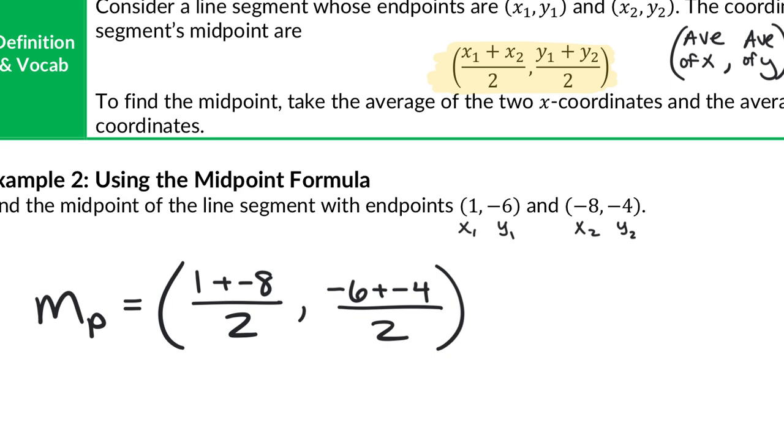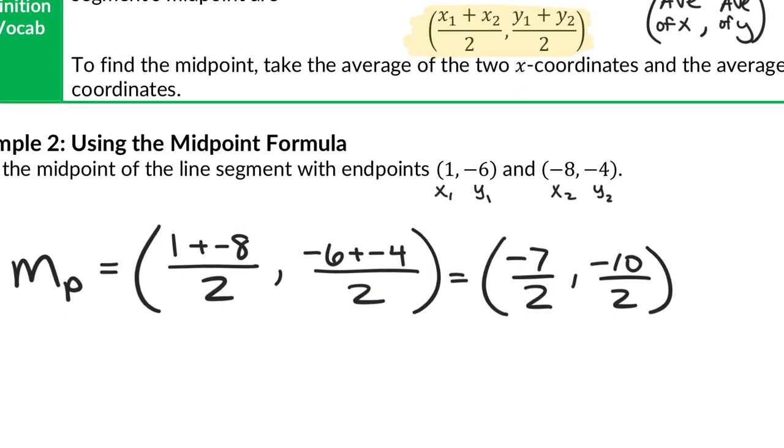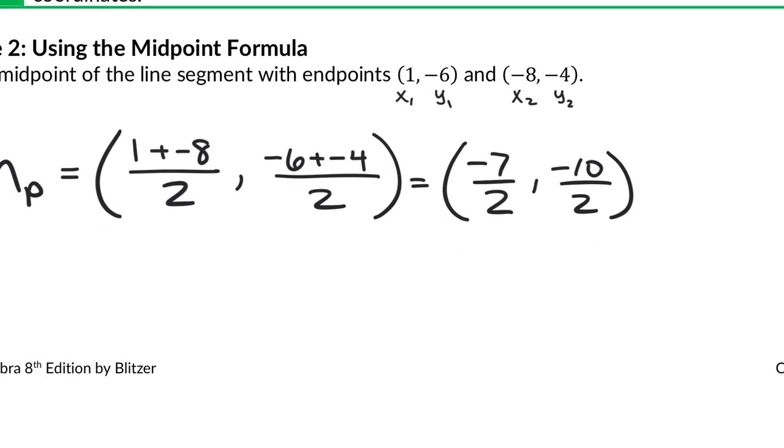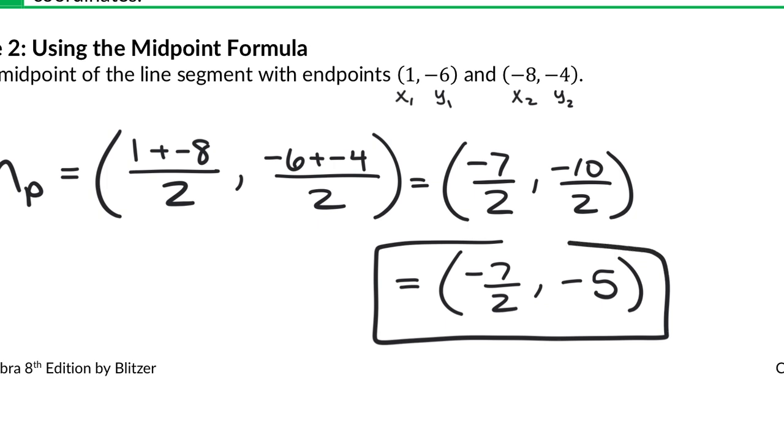So 1 plus negative 8 is negative 7 over 2. Negative 4 plus negative 6 is negative 10 over 2. Can one of those fractions or both of those fractions reduce? Negative 10 over 2 does, and we're going to leave negative 7 over 2 in fraction form. If I'm ever asking you for decimal, it's negative 3.5, but you know I love my fractions.